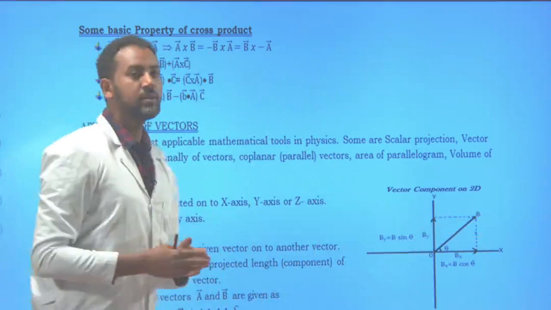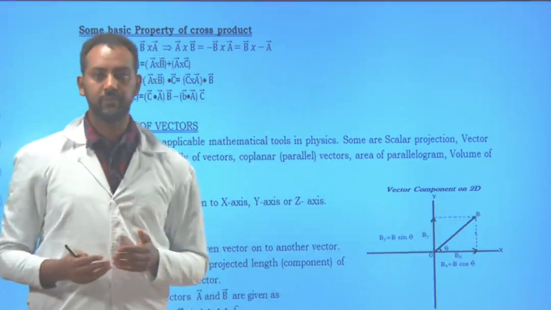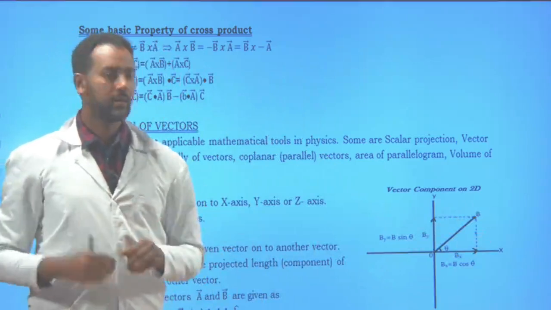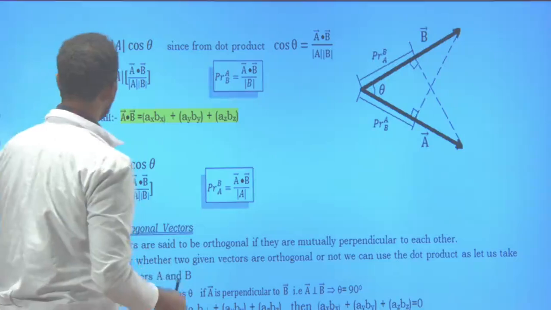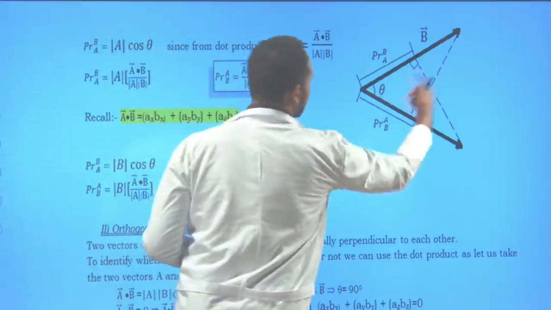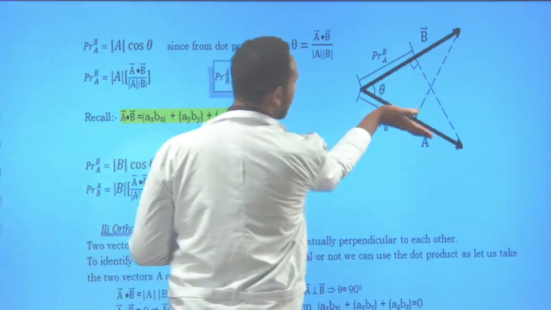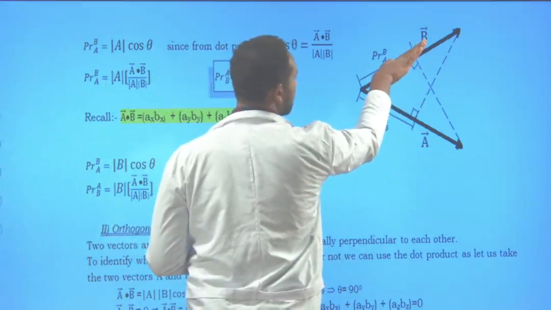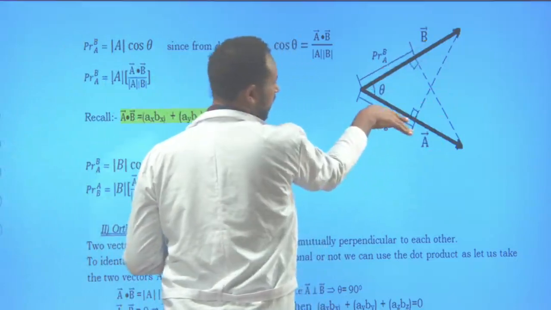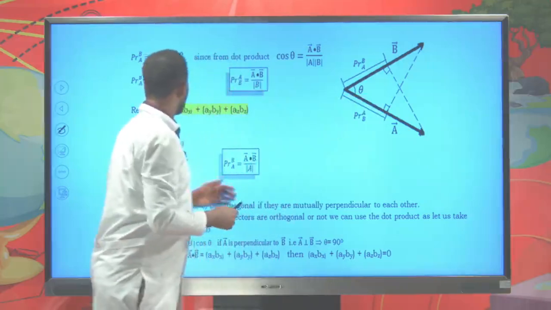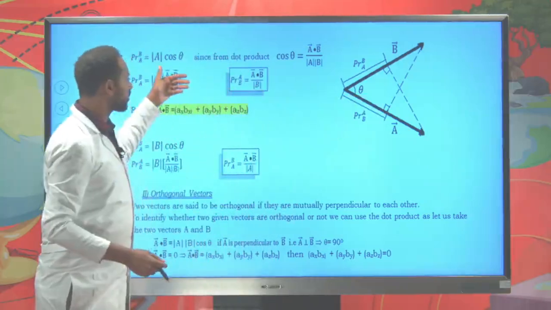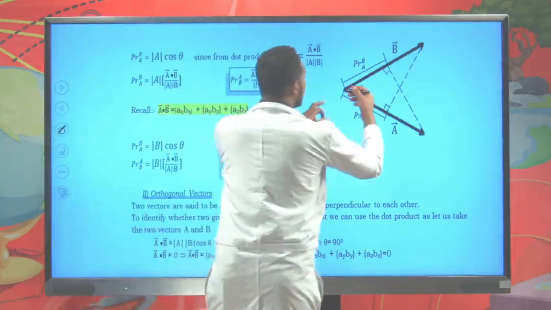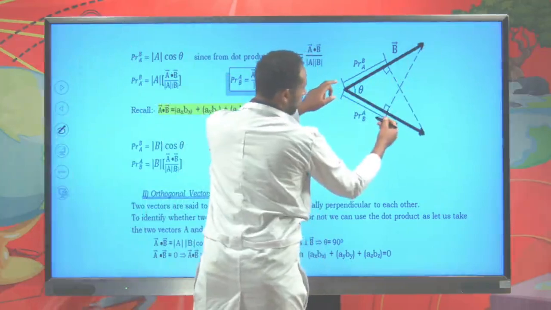But here we are trying to see how to project a given vector onto another vector. That's what we call a scalar projection. Here you have vectors b and a. It's possible to project this vector onto the vector a. It's also possible to find the projection of a onto b. Okay? Suppose here, let's try to project vector b onto a. How do we determine the projection of vector b onto a?